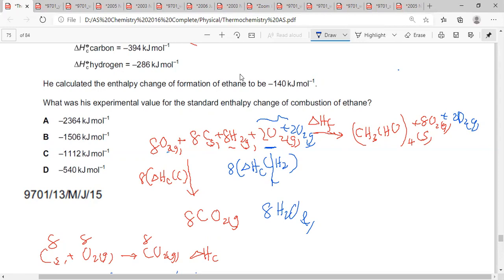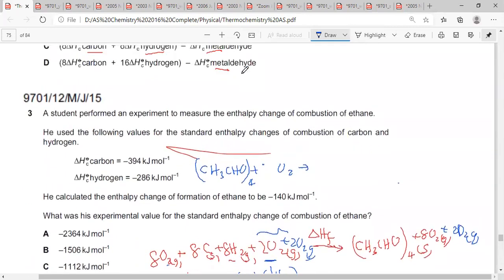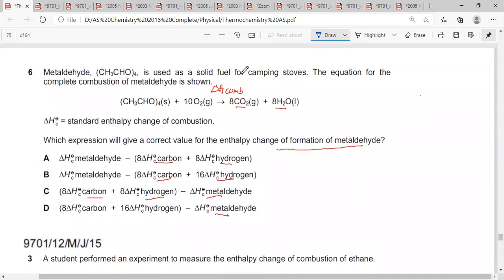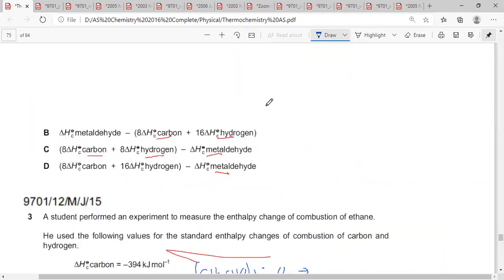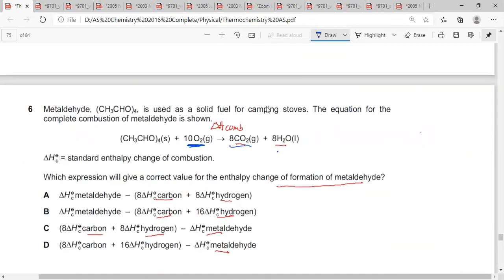10. Now if I combust CH3CHO bracket 4 with O2, I think they give you here. See, 10 moles here. Fantastic, isn't it? So it's easy for you. A total of 10 here, so here to here plus 10. Now 8 and 8, 8 carbon dioxide. See?